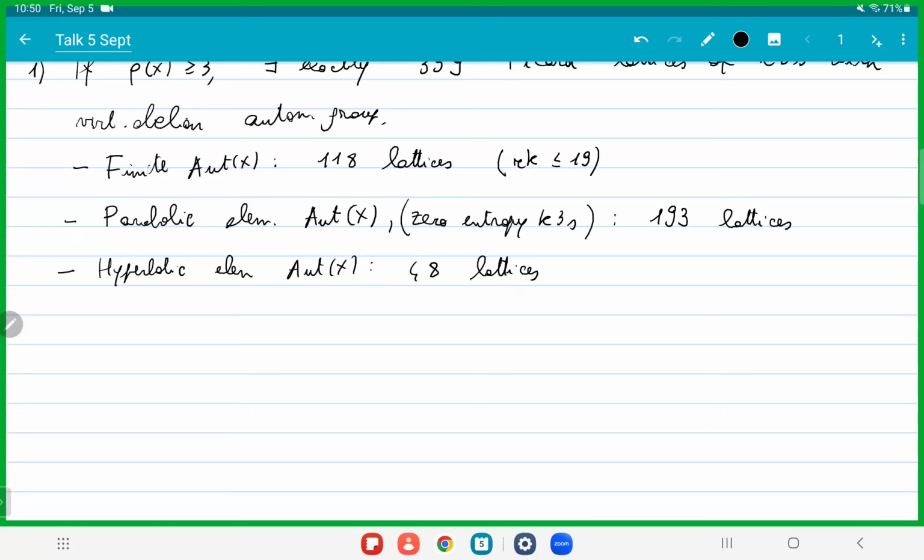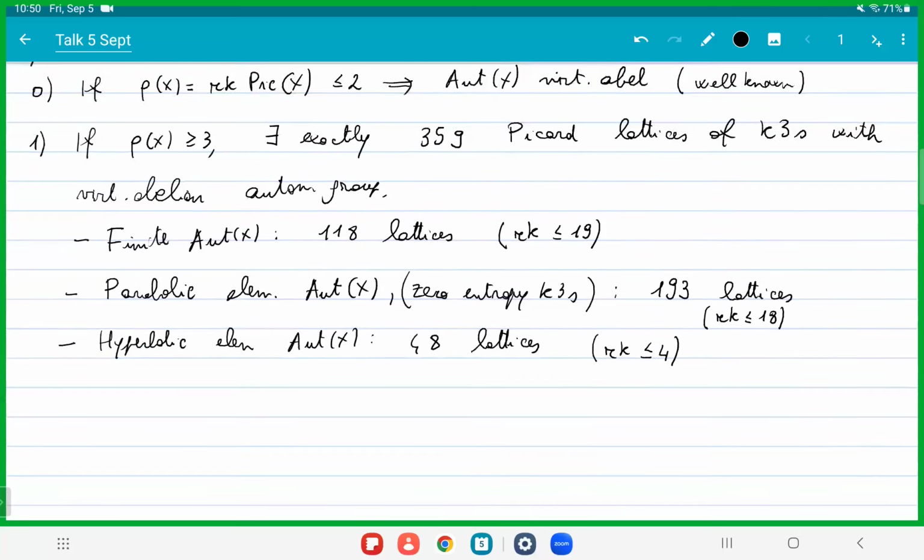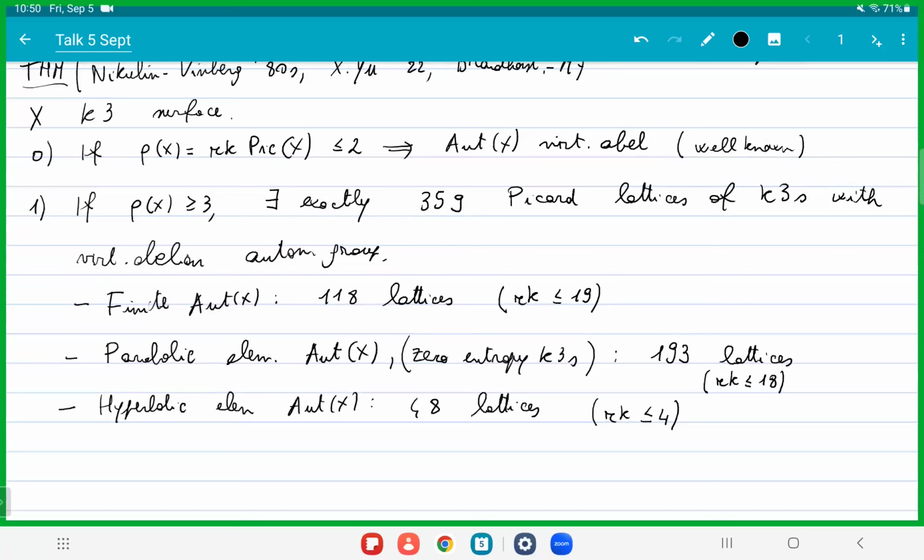It's probably also relevant that the parabolic ones happen until rank 18, and the hyperbolic ones only happen until rank 4. So quite interesting. They only exist for very low rank of the Picard lattice. So this result gives a complete classification of K3s with a virtually abelian automorphism group. And not only that, it specifies what type of elementary group they are in each case.